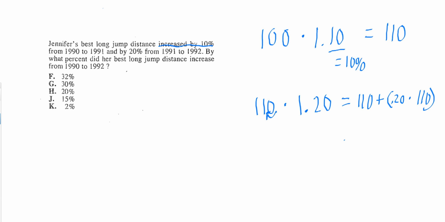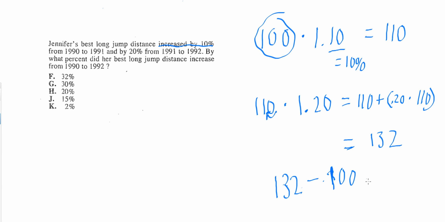Now here we're going to get 132. Once you have this number 132, you want to subtract your initial number that you picked, 100, and then place it over 100 in order to find percent increase. So 132 minus 100 equals 32. And if we place that over 100 to transform it into a percentage, we're going to get 32% as our final answer. And if you look over at your answer choices, this is going to be answer choice F.